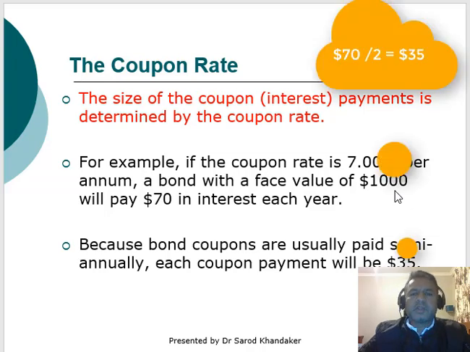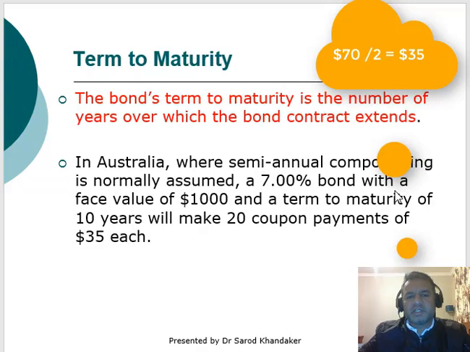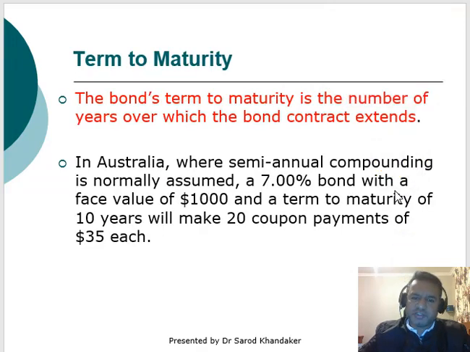The next thing we need to understand is called the term to maturity. The bond's term to maturity is the number of years over which the bond contract extends. In Australia, where semi-annual compounding is normally assumed, a 7% bond with the face value of $1,000 and the term to maturity of 10 years will make 20 coupon payments of $35 each.